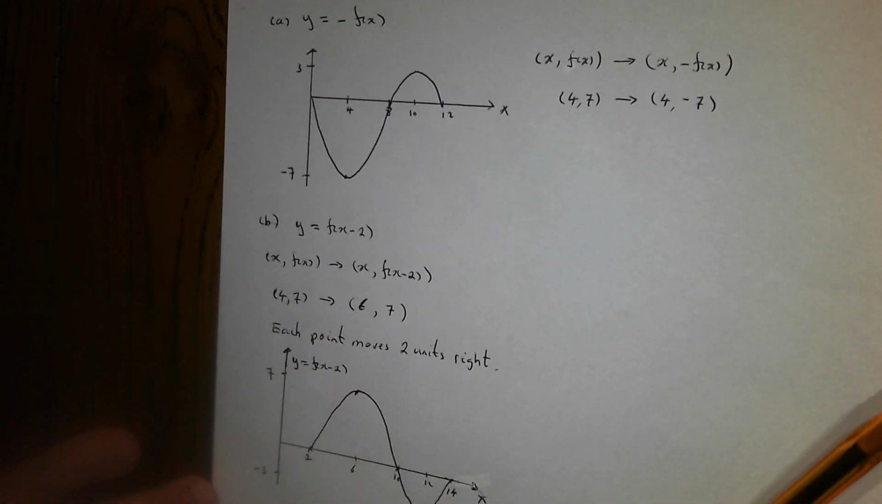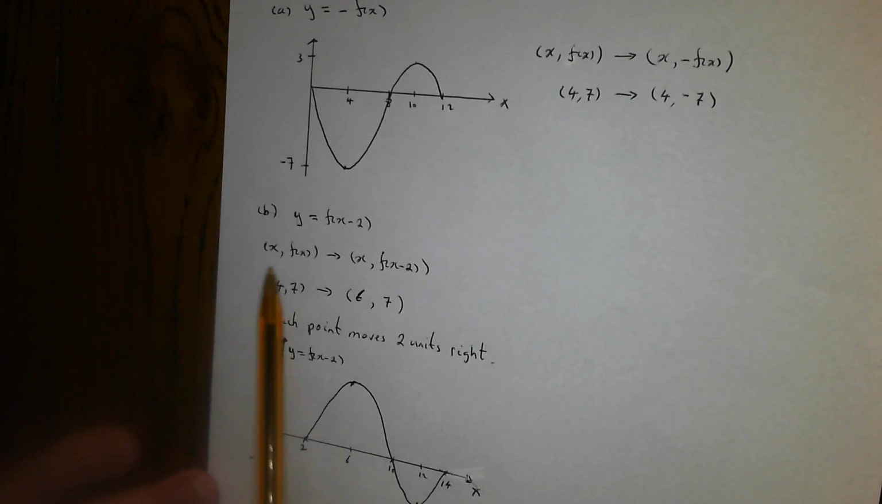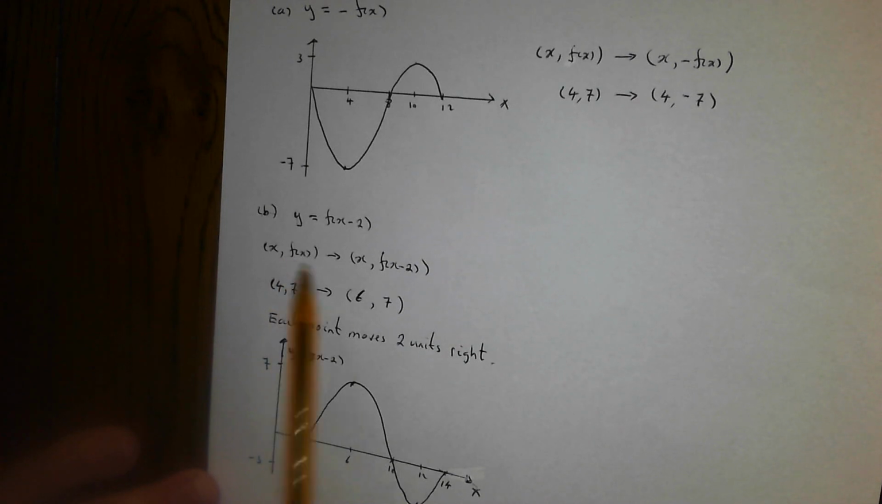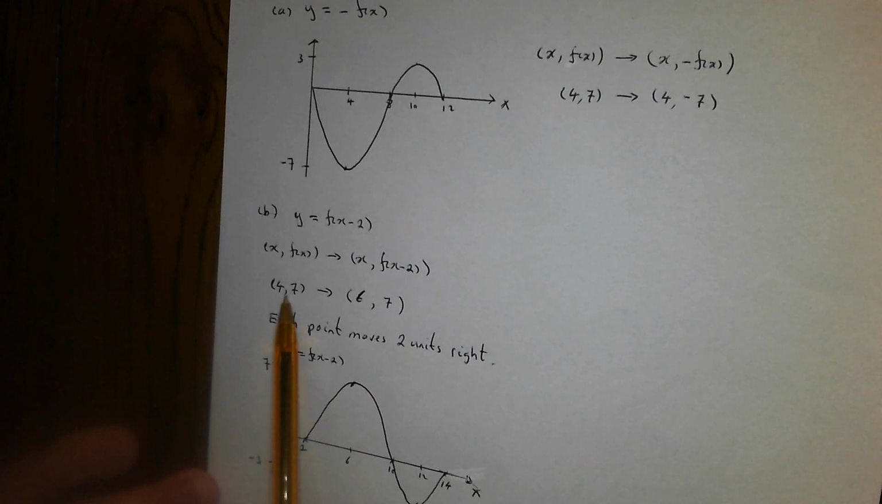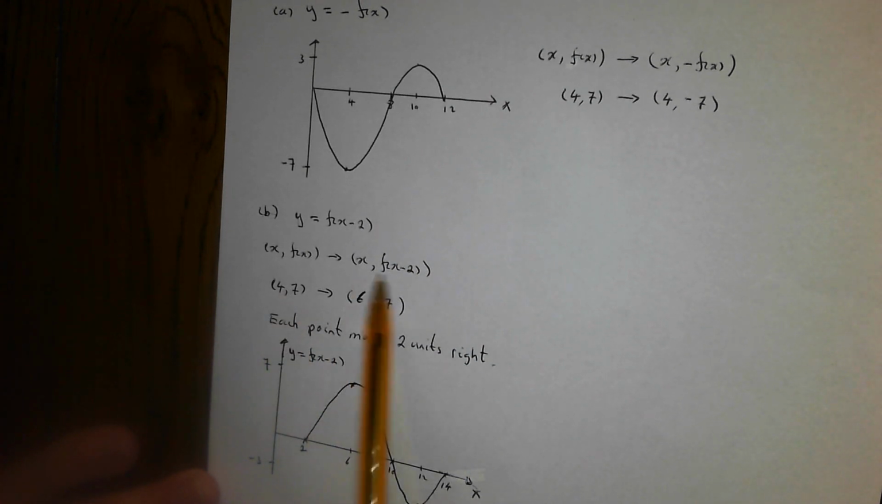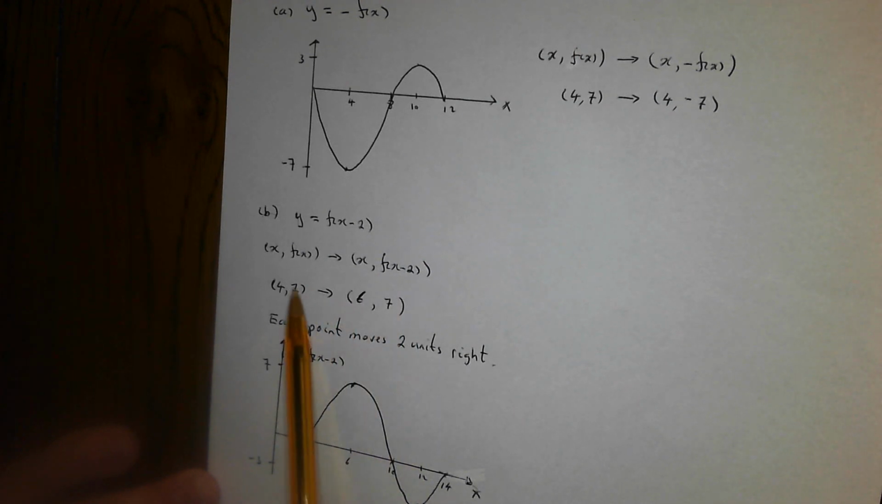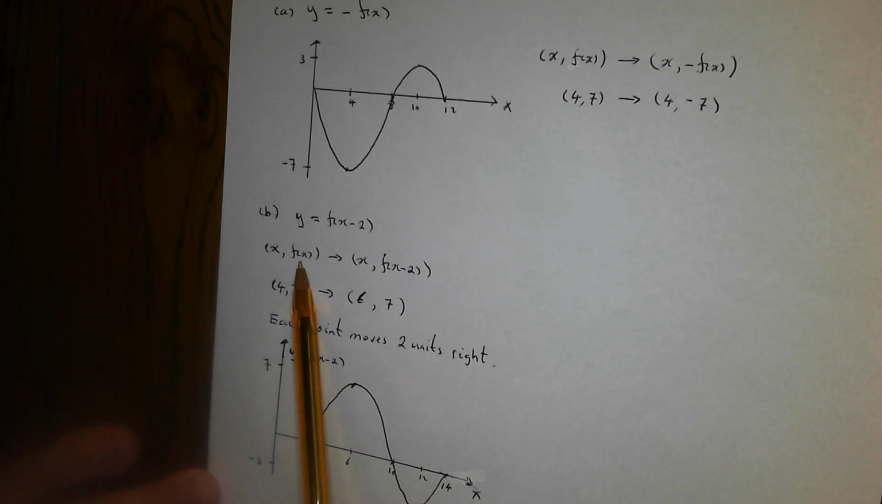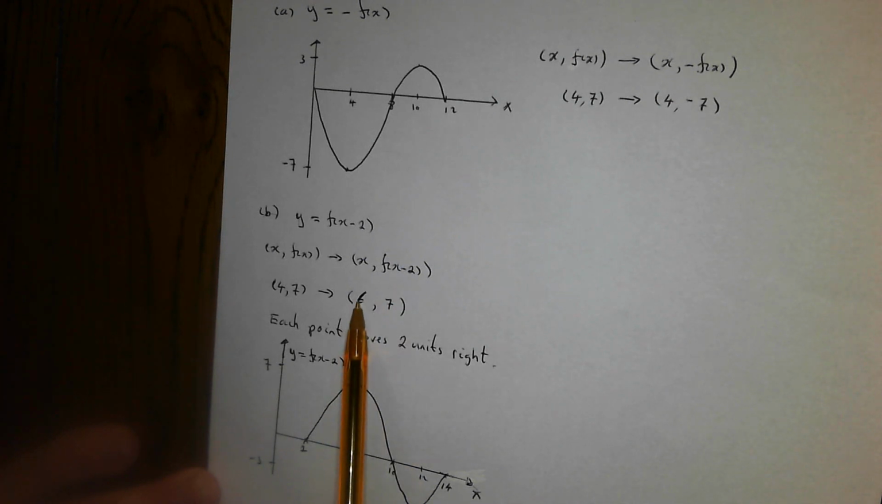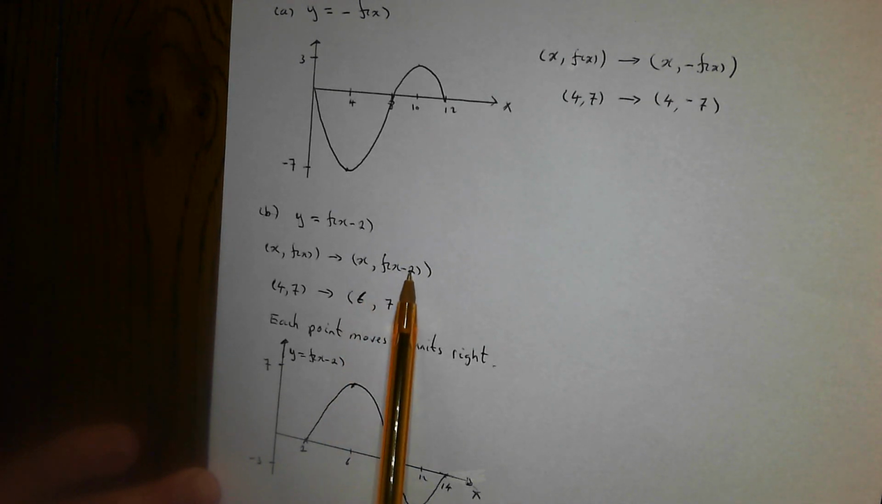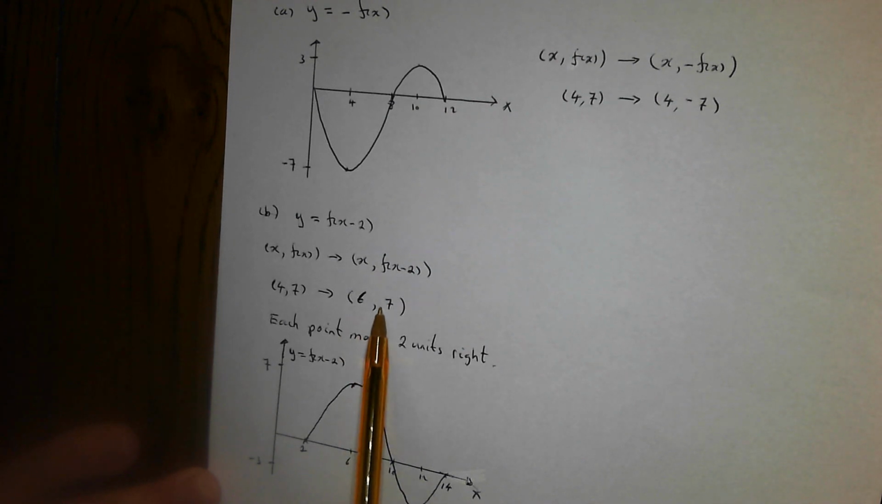Part B: f(x minus 2). Any point (x, f(x)) becomes (x, f(x minus 2)). So for example, the point (4, 7): because we know that f(4) is 7, to get a 4 here, we have to make x equal to 6, because 6 minus 2 is 4. So only when x is 6 do you get an f(4) here, which means you get (6, 7).